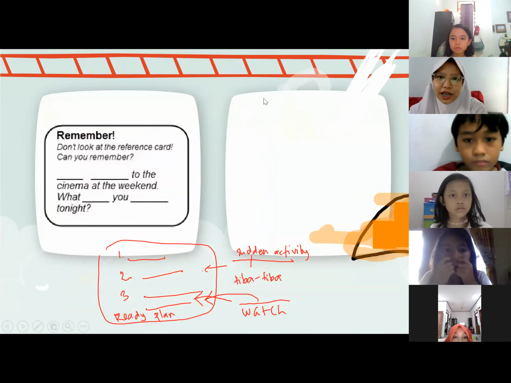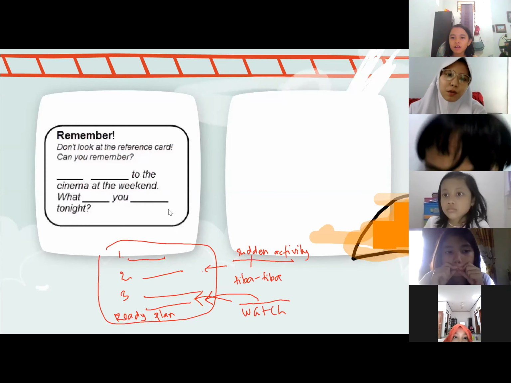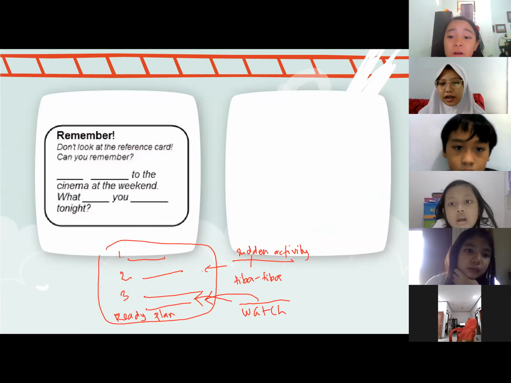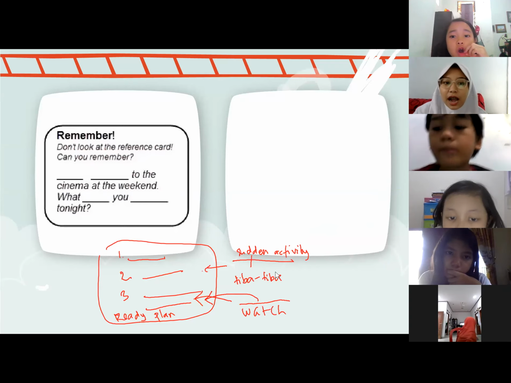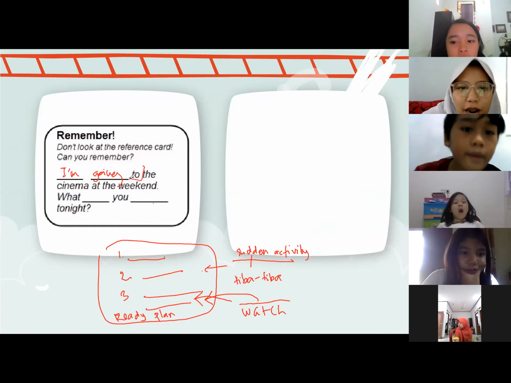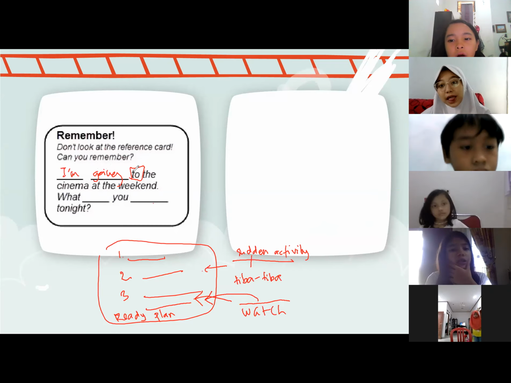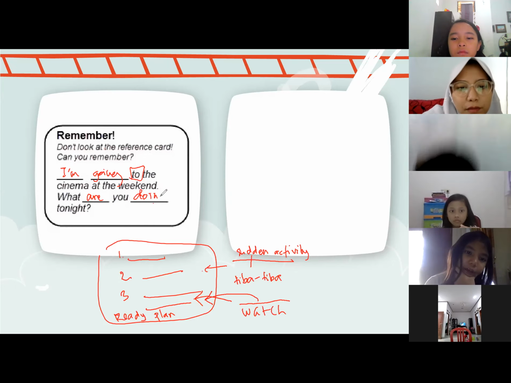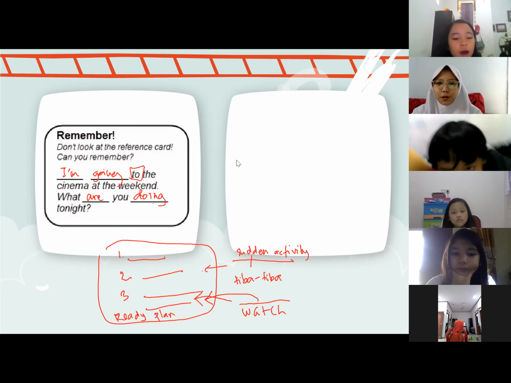Wait, after this. What is that? Do you remember? Blah, blah, blah, to the cinema at the weekend. The last sentence. Do you remember? The last sentence. What is the answer? I'm going to. Right, remember the two, right? I'm going to the cinema at the weekend. And then, how to ask what, blah, blah, blah, you? What are you doing? Okay, good job, right. You already know the material, right?